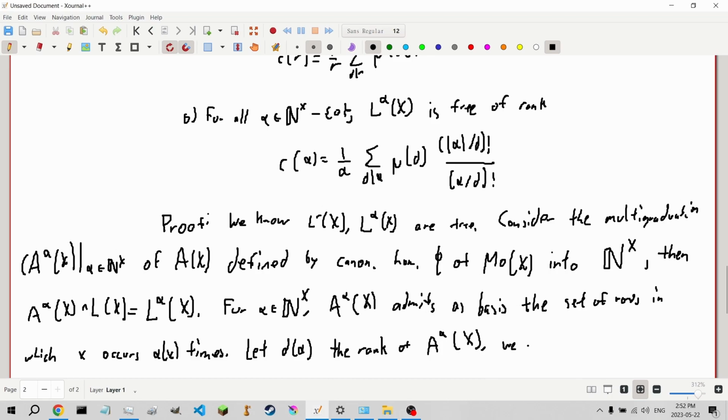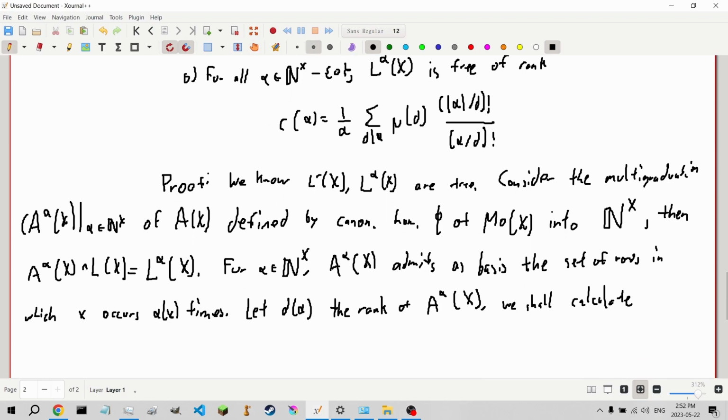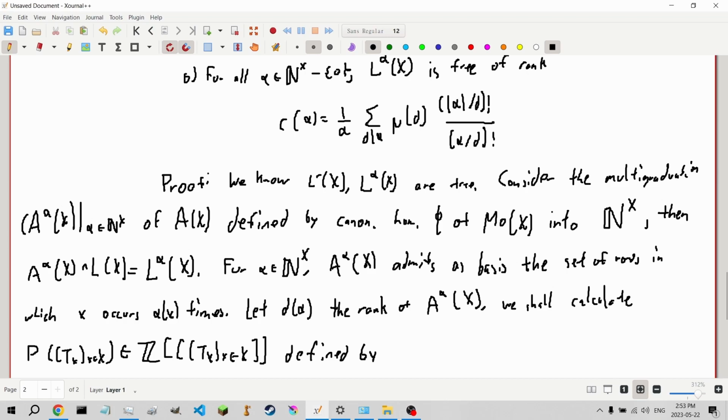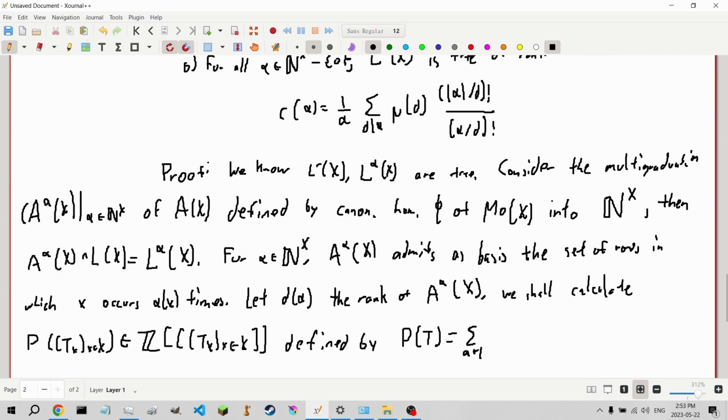We shall calculate the formal power series P of T_x for x in X inside of the formal power series on the integers on our T_x, x in X, defined by the power series of our T being the sum across α in N^X of d_α times t to the α.